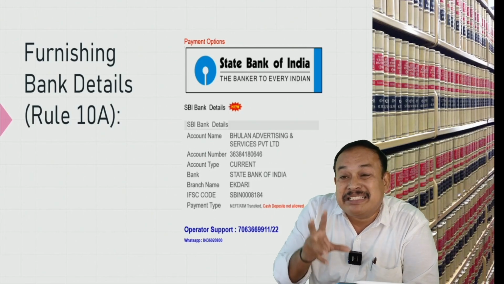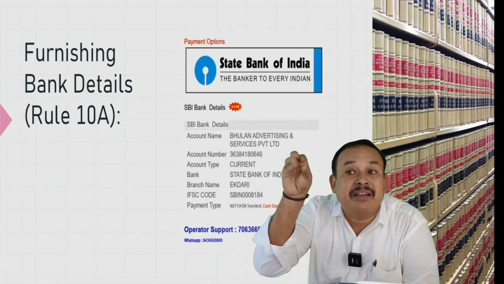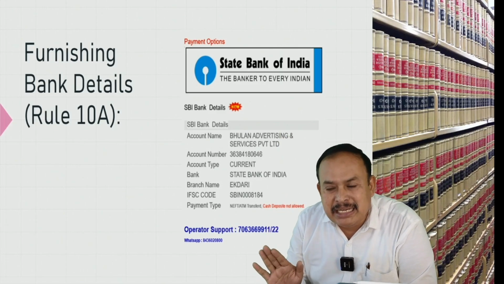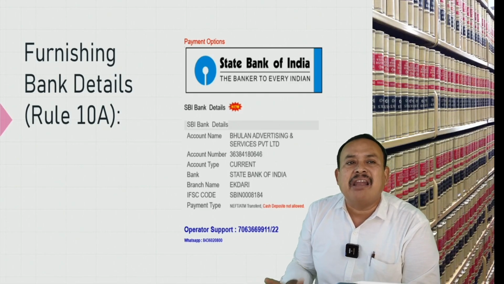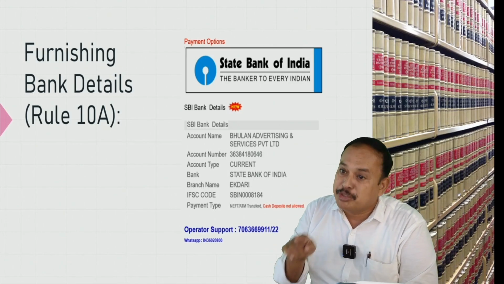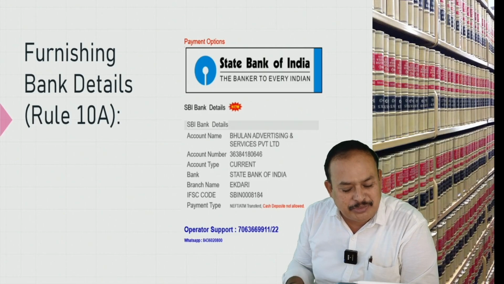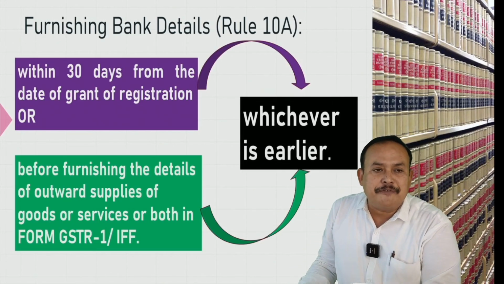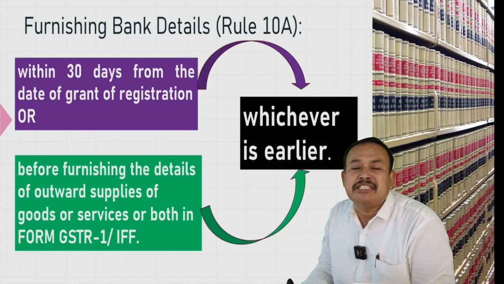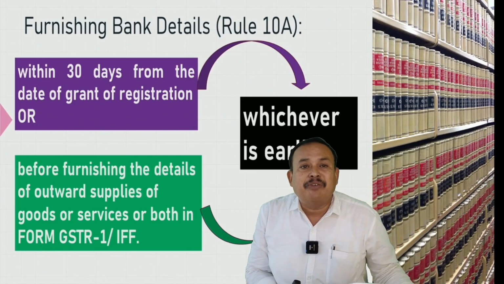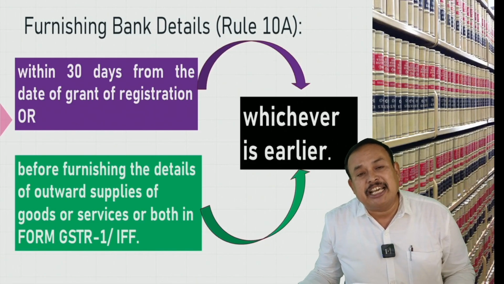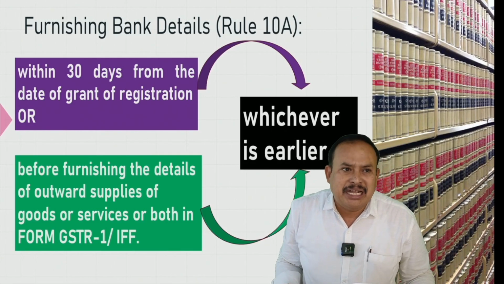But there is a time limit to submit bank details. Meaning what? In simple terminology, bank details are not required to be submitted along with the application for registration, but should be submitted. The time limit to submit is as follows: within 30 days from the date of grant of the certificate of registration or the due date of furnishing Form GSTR-1 for the tax period in which you got registration, among the 2 dates, whichever is earlier. Don't worry, I will bring the example.